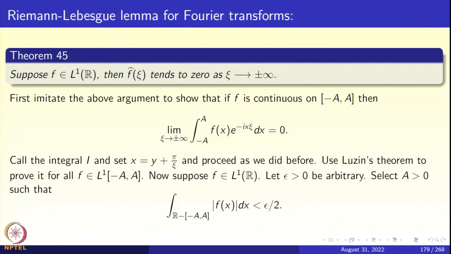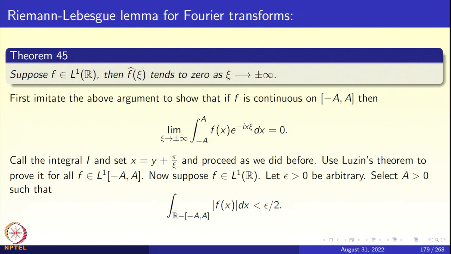First, let us imitate the same argument we gave before. To show that if a function f is continuous on minus a, a, then the integral from minus a to a, f of x e to the power minus ix chi dx, goes to 0 as chi goes to plus minus infinity. Call the integral I and set x equal to y plus pi upon chi and proceed exactly as we did before. Now use Lusin's theorem as indicated in the last capsule to extend it from continuous functions on minus a, a to L1 functions on minus a, a.